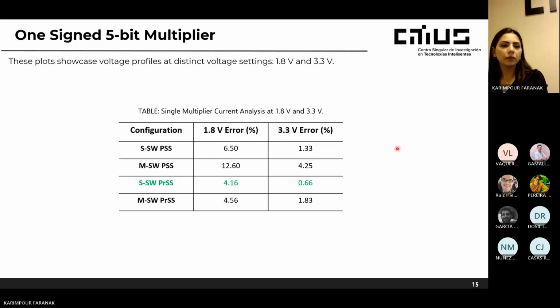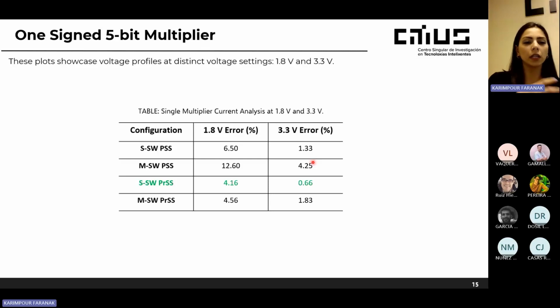First, in one multiplier structure, we check and analyze the output current. For example, at 1.8 volts, the total current is equal to 300 nanoamperes. So we have this maximum value, and we compare it with other configurations: single switch and multiple switch in a PSS structure and a PRSS structure. We found that the single switch PRSS at 1.8 and 3.3 volts has a better value.